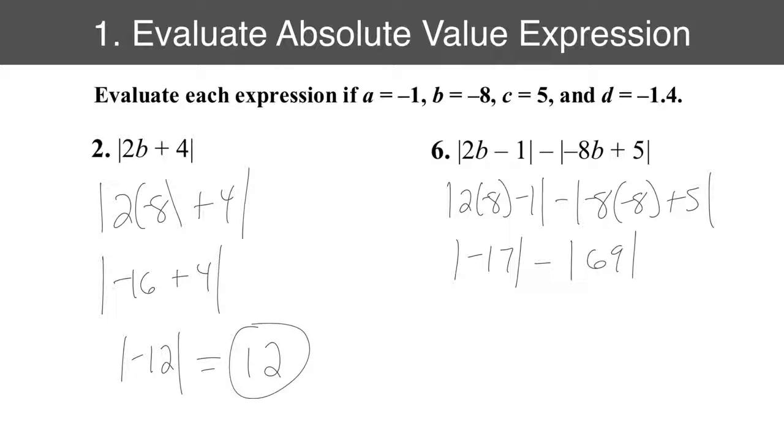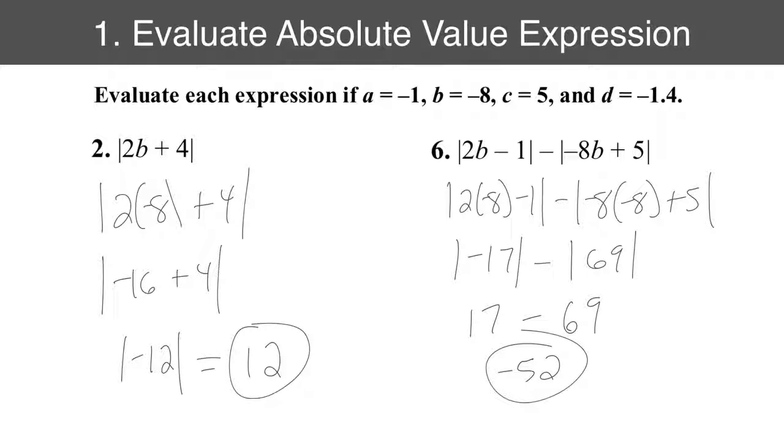So we take the absolute value of both of these. The absolute value of -17 would be a positive 17, and then minus the absolute value of 69, which would be a positive 69. So to finish it off, we just say 17 minus 69, and we get -52.